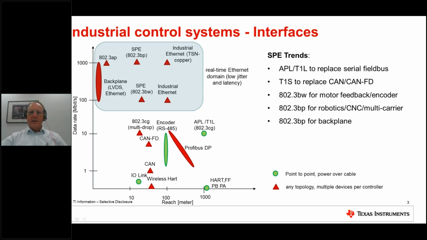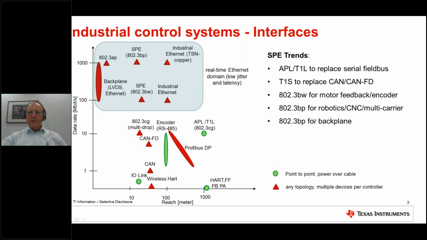Here we see applications like robotics, CNC machines, and multi-carrier transport systems using the gigabit single pair Ethernet. We also see the 100 megabit and gigabit with capacitive coupling going into backplane applications. So it's not about reach, but about getting Ethernet down to the IOs over backplanes, so that you don't need a proprietary backplane communication. And you can continue a time-sensitive network even at a gigabit rate to the backplane.